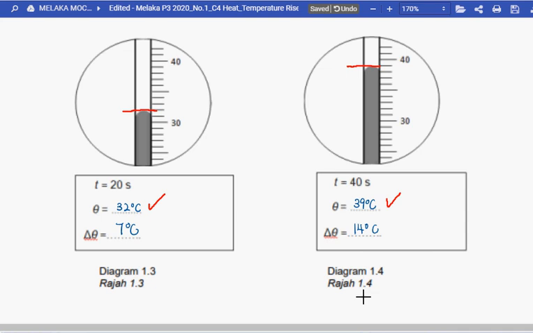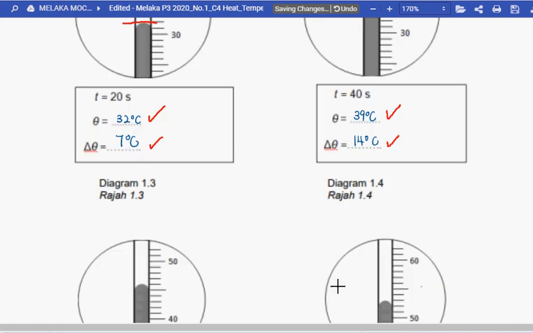Then, to determine delta theta, the formula for delta theta just now, the change in temperature, is your final temperature, which is this theta, minus the initial temperature, which is theta naught just now. Your theta naught just now is 25. So 32 minus 25, the answer is 7 degrees Celsius. This is also correct. And then here, 39 minus 25, so it is 14 degrees Celsius. This is also correct.